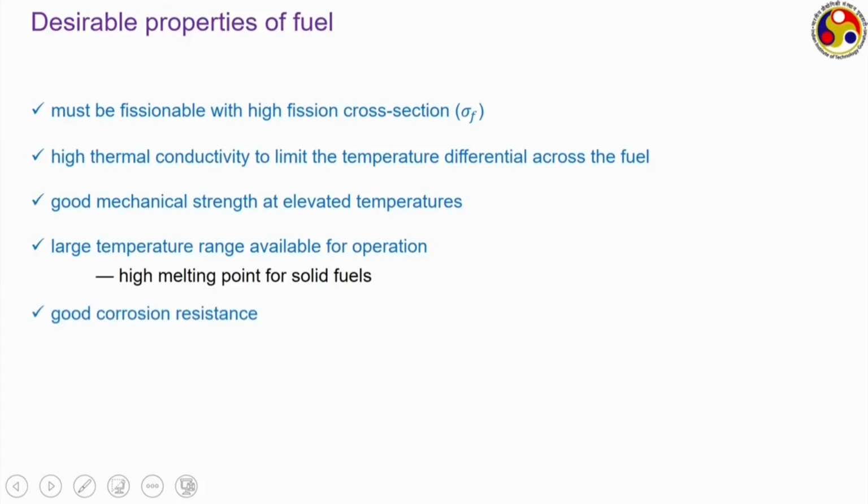And finally, they should also have good corrosion resistance characteristics, because they generally remain in contact with flowing coolant, which can cause, or at least can try to cause, a significant amount of corrosion.